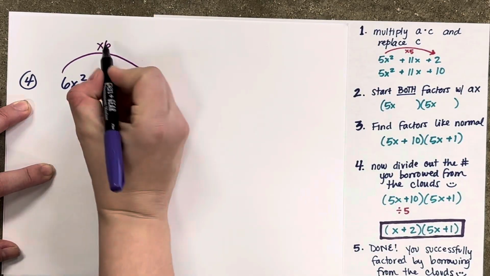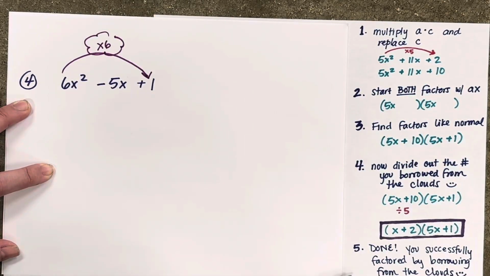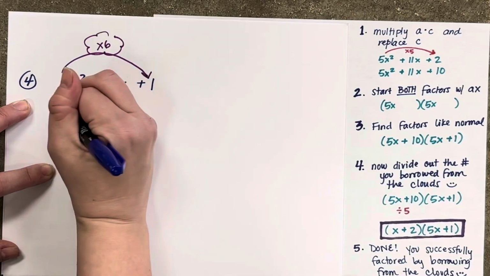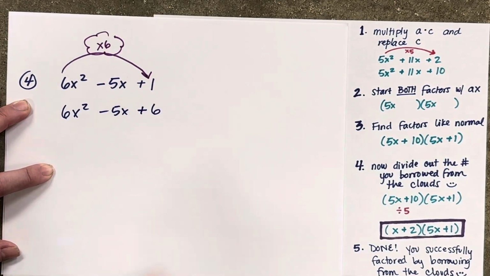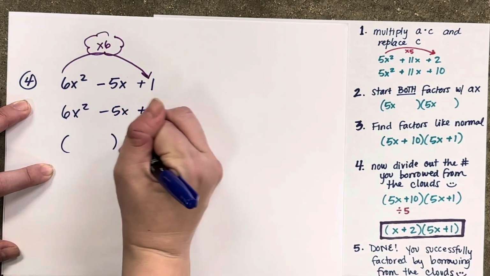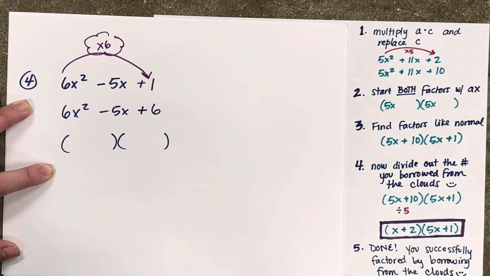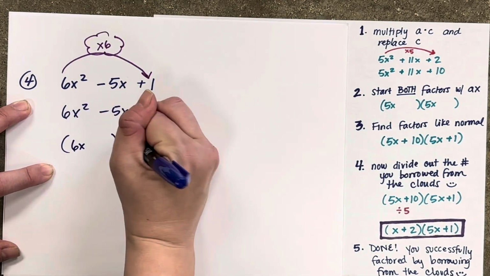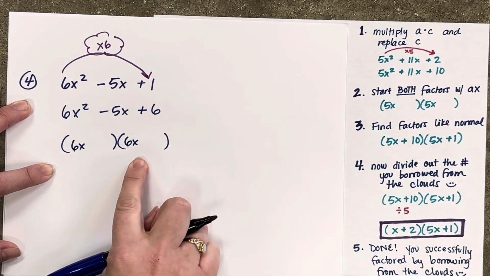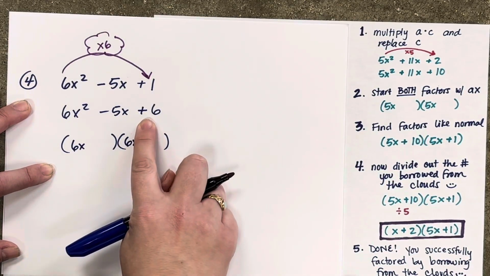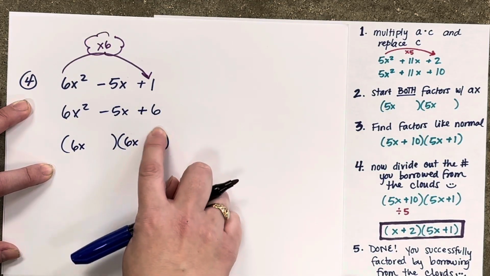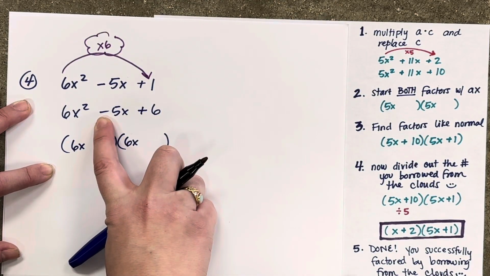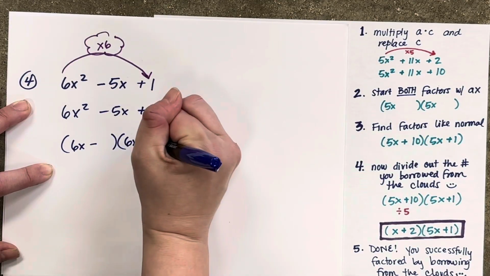Borrow from your clouds. We're gonna multiply by 6. Rewrite your equation. 6x squared minus 5x plus 6. Okay? Start both of your factors with plus 6. Now if c is a positive, your c term, right, your constant is a positive, but this is a negative, your b is a negative. That means both of these have to be negative.